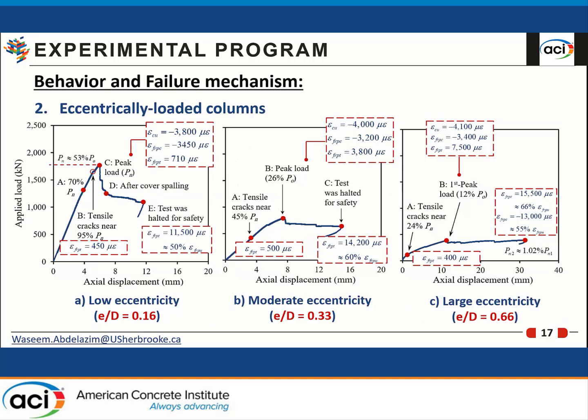Regarding the eccentrically loaded columns, the behavior of columns loaded at low eccentricity was quite similar to concentrically loaded ones, while columns loaded at an eccentricity to diameter ratio equal to 0.66 behaved as flexural members in terms of early formation of tensile cracks and large deformation at the peak load. Columns tested at an eccentricity to diameter ratio of 0.33 provided a transition failure mechanism between the low and high eccentrically loaded columns.